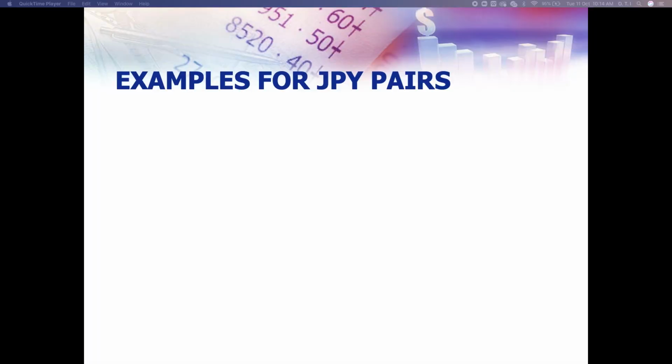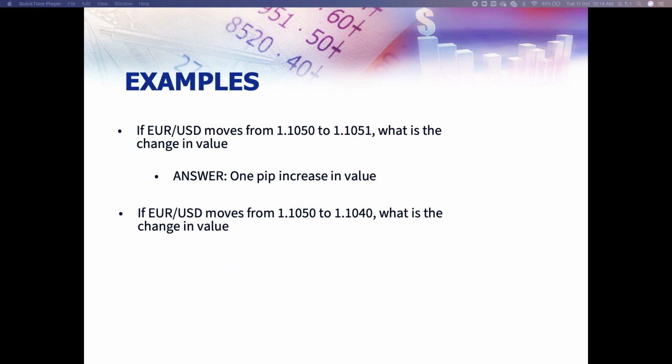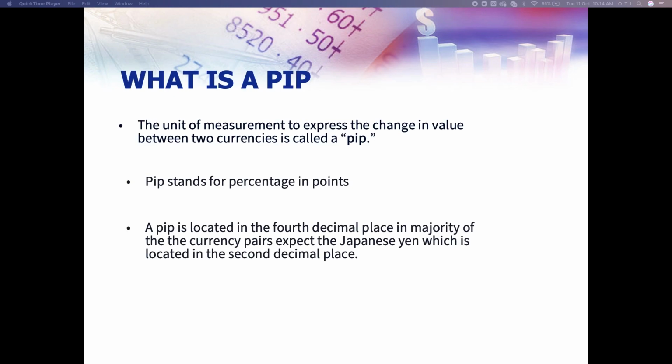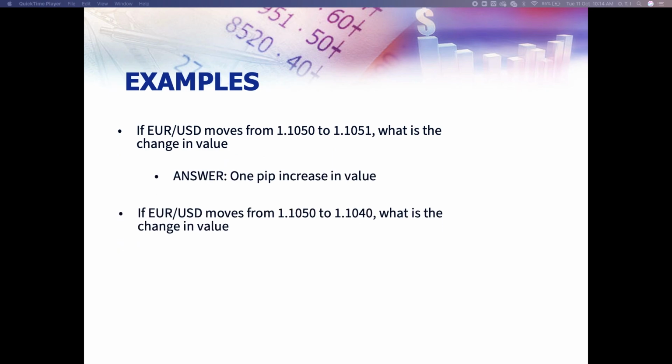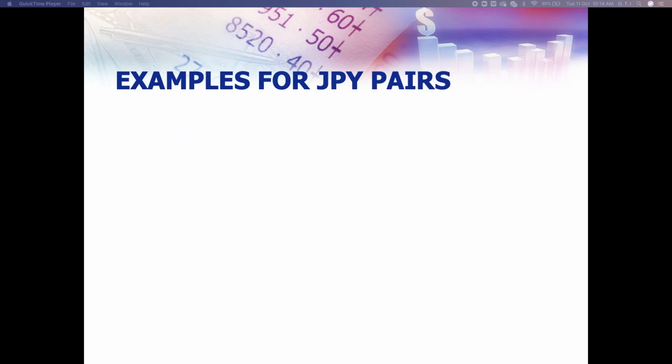Now let's go through examples for the Japanese pairs, right? Because we said earlier on that except for the Japanese yen, the pip is located at the fourth decimal place. We said it earlier on. If you have forgotten, let's go back right here. We said that a pip is located in the fourth decimal place in the majority of currency pairs except the Japanese yen, which is located in the second decimal place, right? So now let's go through a few examples.